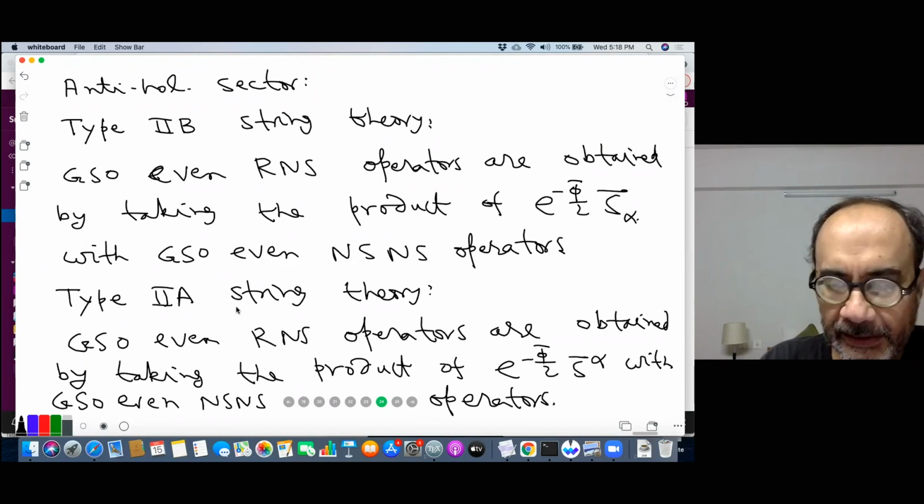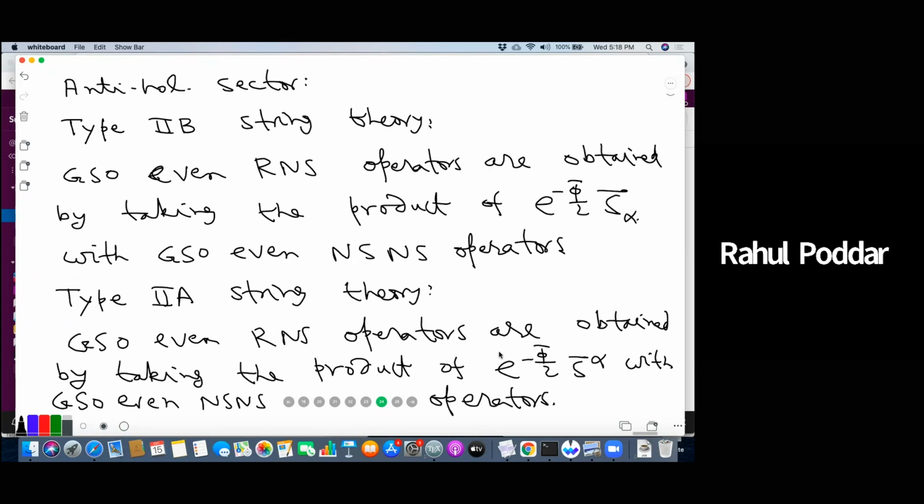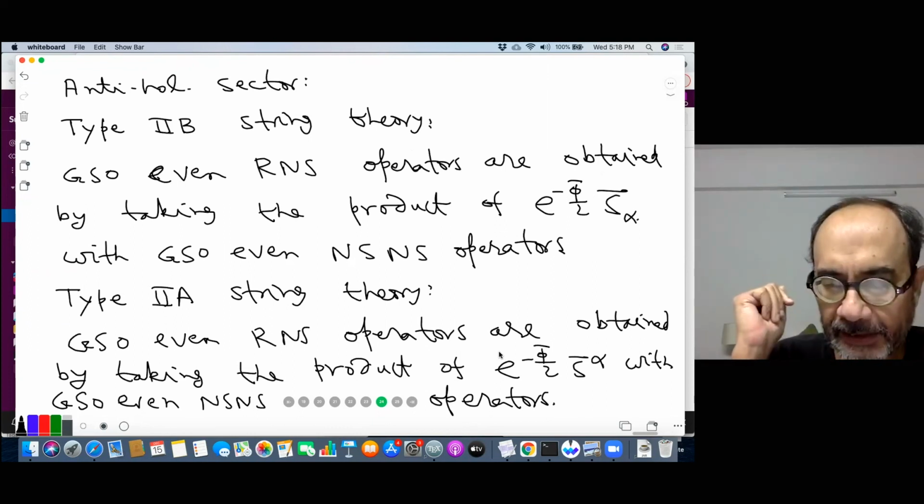In type 2A, the allowed operators are obtained by e to the minus phi bar by 2 times the anti-chiral spinor, multiplied by GSO even NSNS operators. So this operator in particular is a GSO even operator in type 2A theory, so this will be included in the spectrum, and this will not be included in the type 2A spectrum. Whereas in type 2B, this will be part of the spectrum, but this will not. So it's the question of how we choose the GSO projection on the left moving Ramond sector or the anti-holomorphic Ramond sector. That's the only difference.